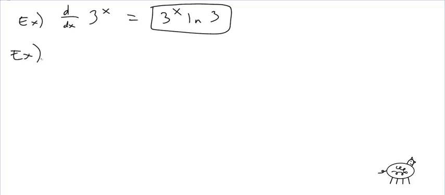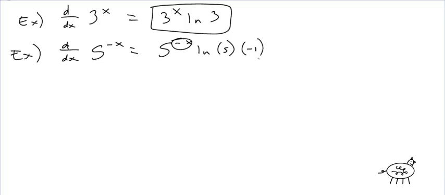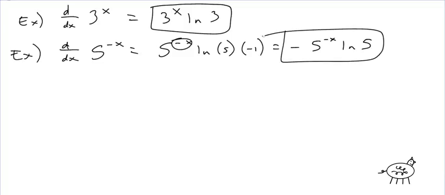Okay, let's do another one here. d by dx of 5 to the negative x. Well, it's 5 to the negative x times the natural log of 5, but we're still taking the derivative, right? We're using the chain rule, and so the derivative of negative x is negative 1. Okay, so your answer is negative 5 to the negative x times the natural log of 5. Okay, not bad.